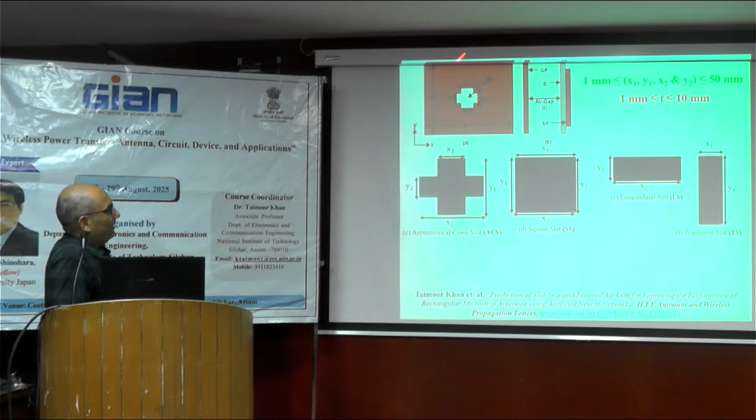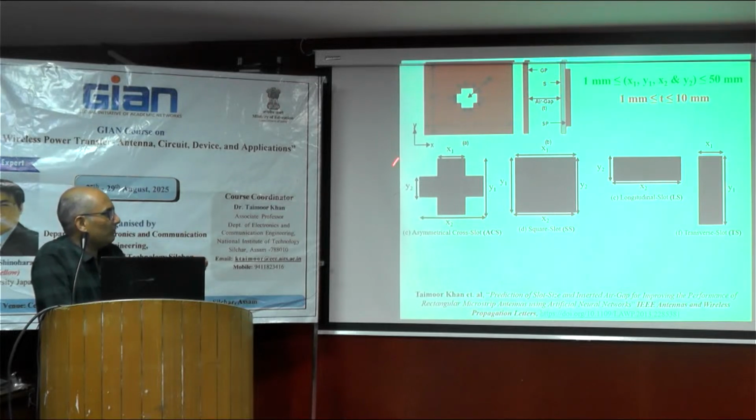And we need to predict the geometry in terms of a rectangular patch with some slots at the center. Then the slot is divided into 4 different parts, that is an asymmetrical cross section. All these are not symmetrical: x1 does not equal y1 and x2 does not equal y2. Symmetrical means you will have a square shape. If you consider the vertical portion, it will be considered a transverse slot. This one you will consider as a longitudinal slot.